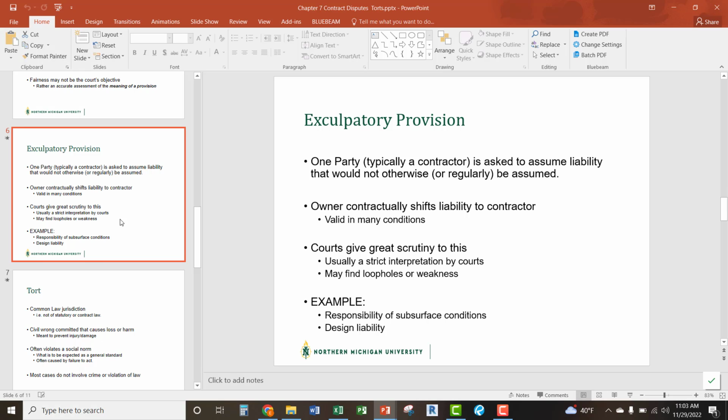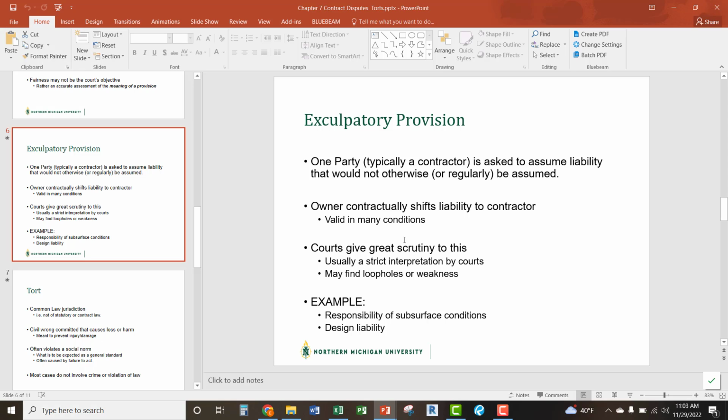Exculpatory provisions are important to understand too, because these are provisions within your document that shift liability in a way that you might see as unfair. So a couple of examples like this, I guess the definition is one party, typically the contractor, is asked to assume liability that would not otherwise be assumed, right?